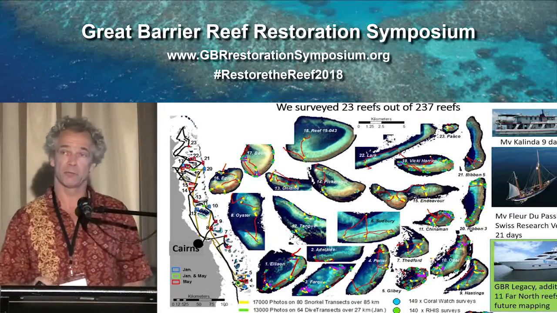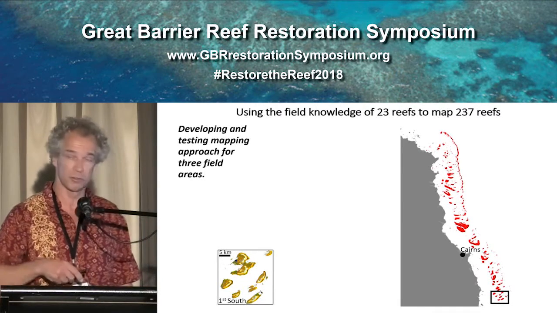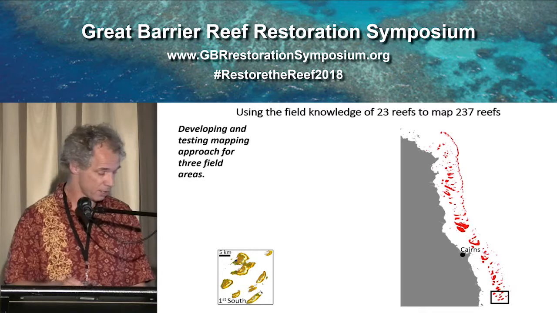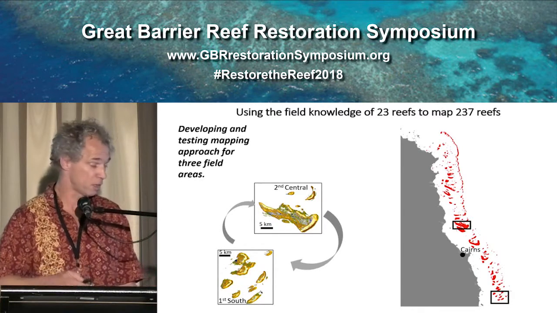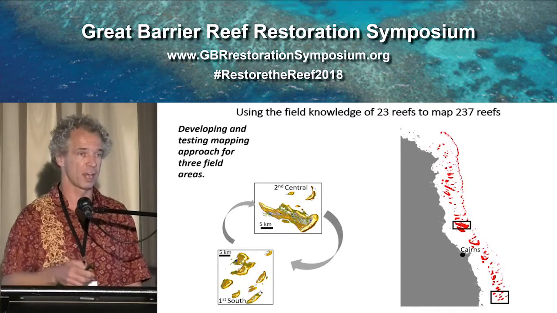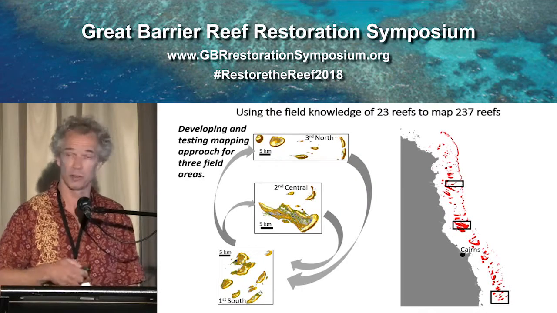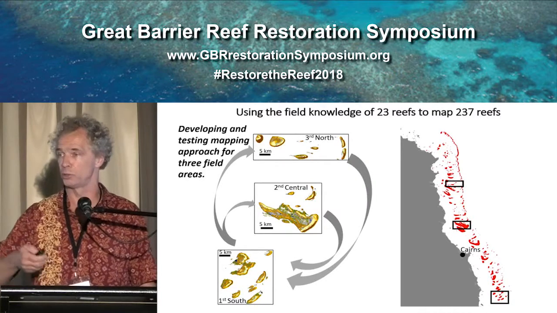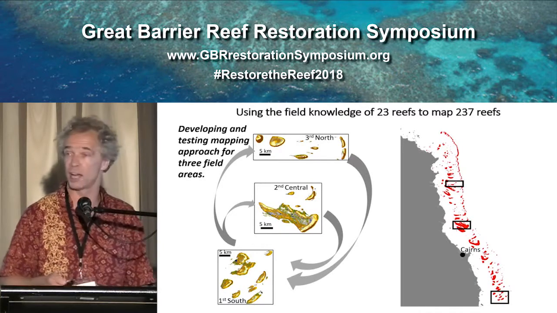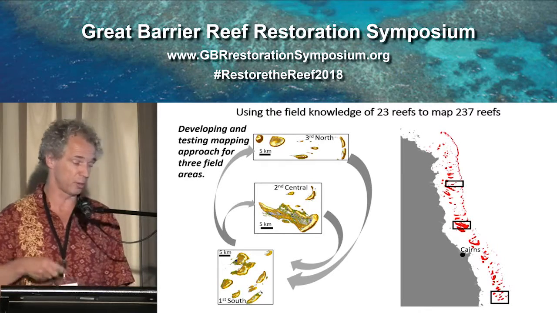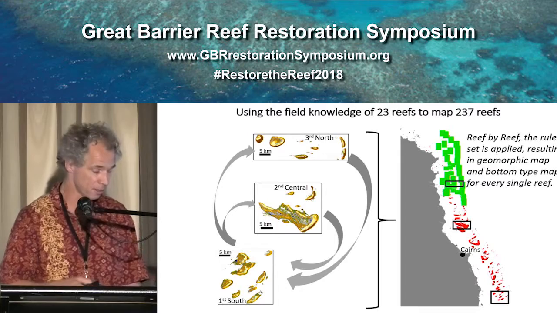Now with that field data, we zoomed in on little areas on those 237 reefs, and we developed a rule set for that little area. Then we said, let's look at another little area as well and see how we can adjust it. So we adjusted for that other area and came up with a better rule set that worked for both. And we did it for a third area, using the field data and ecological, geomorphological knowledge to create those rule sets. And then we said, okay, that's nice, but we can't keep going. So now let's apply the rules that we created for those 3 areas on a reef by reef basis.